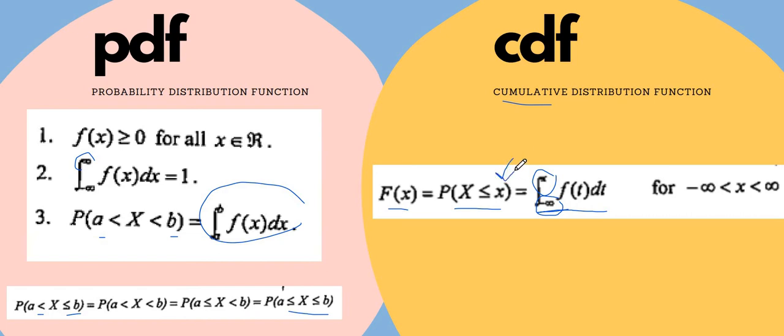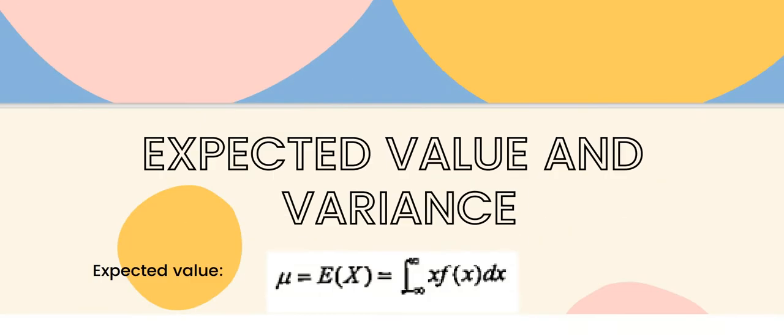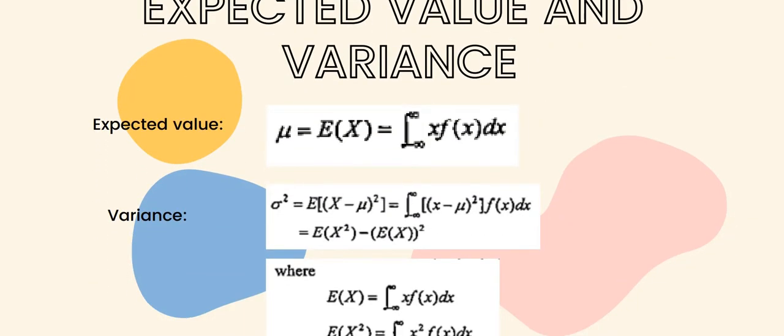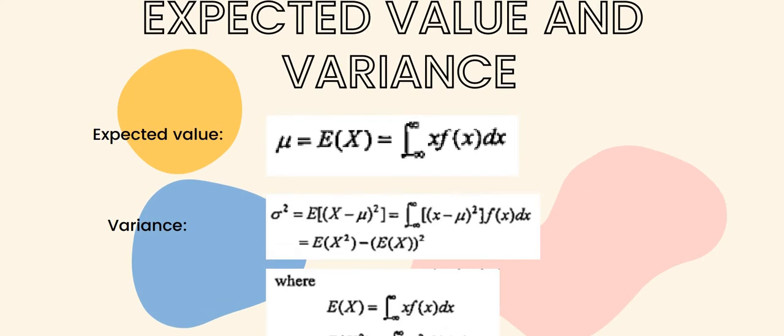For example, kalau sini 2, you will integrate up till 2. Okay, and then you integrate. After that, you substitute the value of it. Right? So this is the PDF and CDF for a continuous random variable. Now this one is expected value and variance. Okay class, expected value and variance. So I just repeat again. Expected value means mean, and also average. So expected value, mean, and average are the same thing.